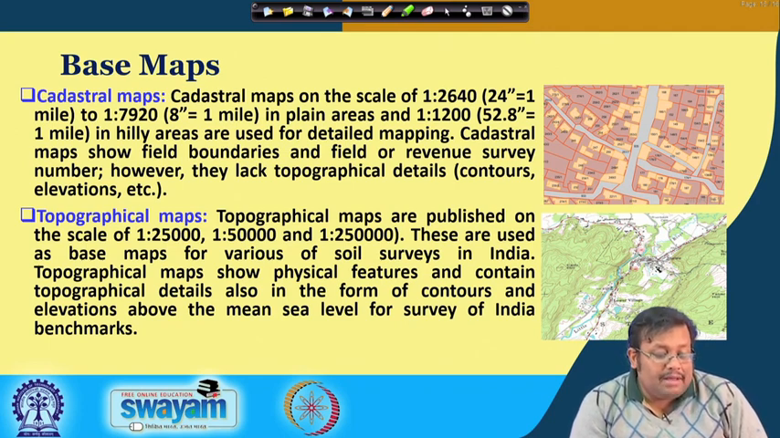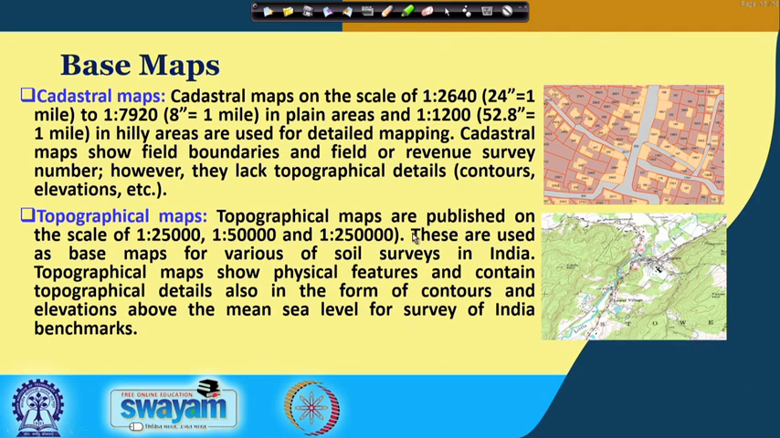Second is the topographical map. Topographical maps are published on the scale of 1:25,000 or 1:50,000 or 1:250,000. So these are basically used as a base map for various soil surveys in India. And topographical maps, or topo maps, show physical features and contain topographical details also in the form of contours and elevations above the mean sea level from the Survey of India benchmark.